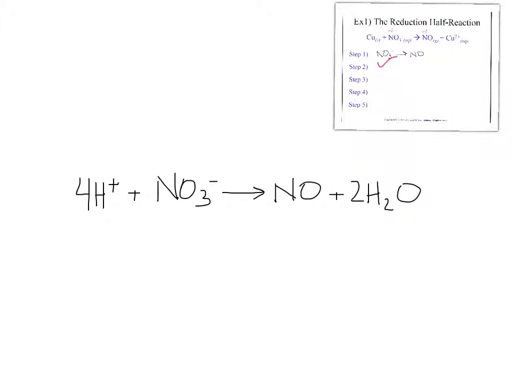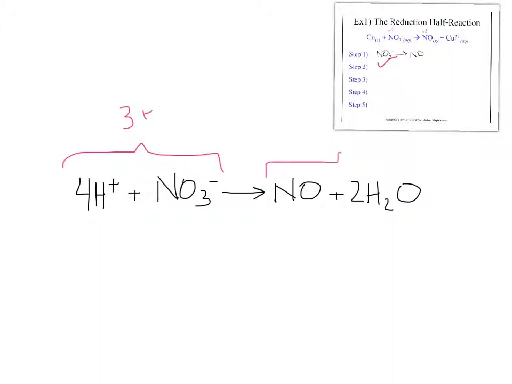And so to seal the deal, we've got to finish with step 5, which means balancing the charges. So if we look at the overall charges, on this side right here, we have 4 H pluses and 1 negative, which means the overall charge on this side is going to be 3 plus.